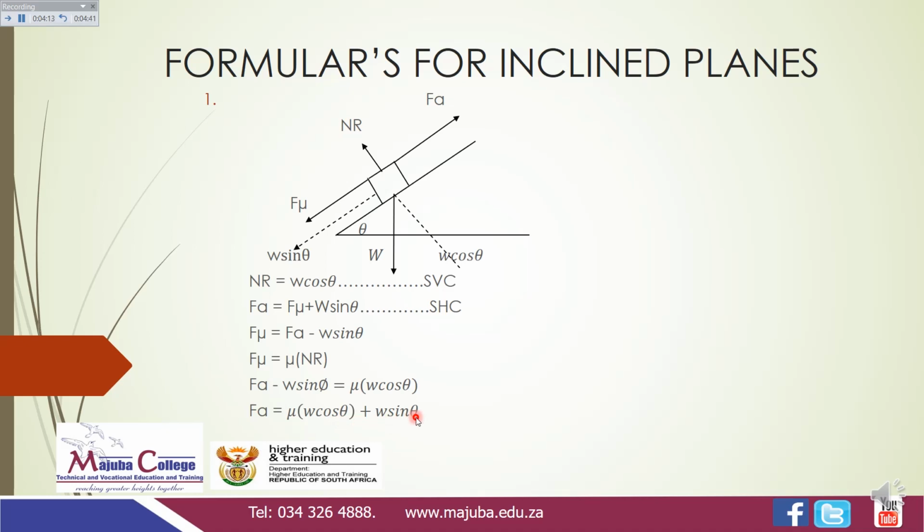Now I want you to take this object down the incline. So it means your FA will be going down and your FU will be going up. Now I want you to derive the formula to get the magnitude of the force that will be pulling this object down the incline but parallel to the plane, and check what will happen to this sign.